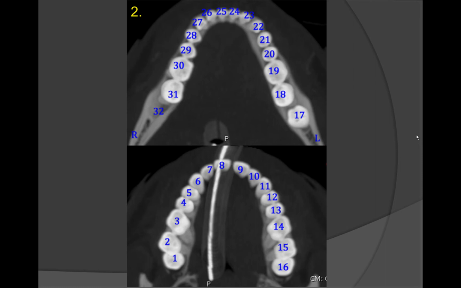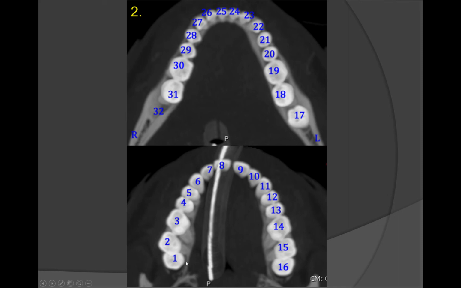There are 32 teeth with 3 commonly used dental notation systems for counting. The universal numbering system is used in the US, which I have shown here. Here we have an axial volumetric image of the teeth showing how you would number each tooth.